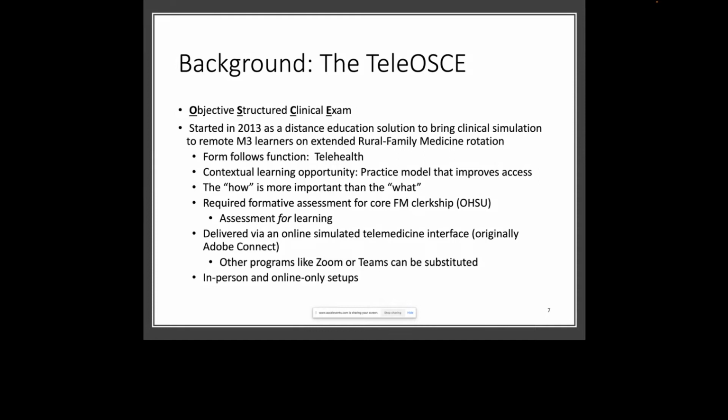Again, we delivered it through Adobe Connect, but we made it so, hey, this could be on anything. So now, you'll see some of the work I'm doing now. It's done on Zoom, but it can be done really on anything. At the time, I think Skype was the popular one. We said you could use Skype. And then most importantly, we said, let's do it in an online only and in-person setup.